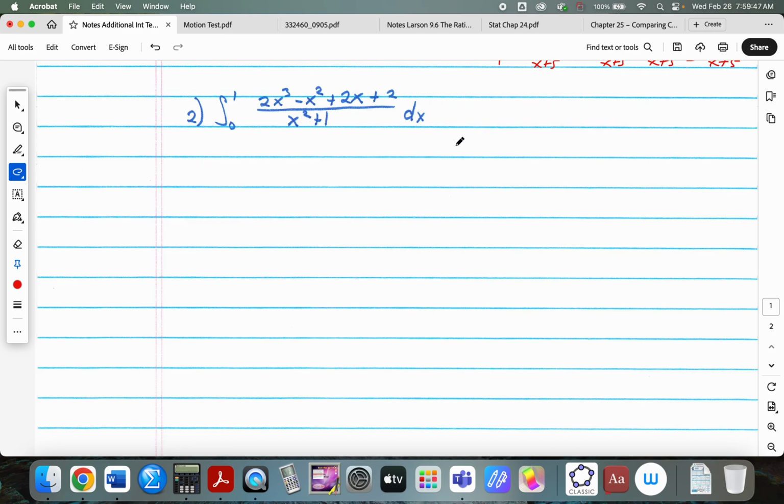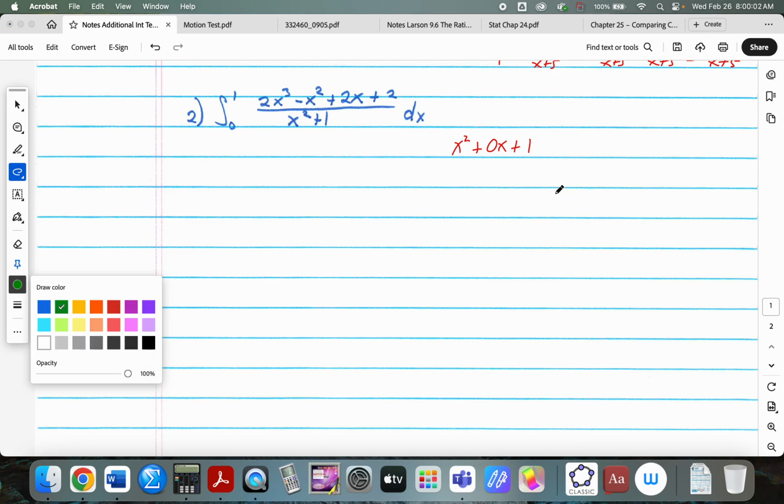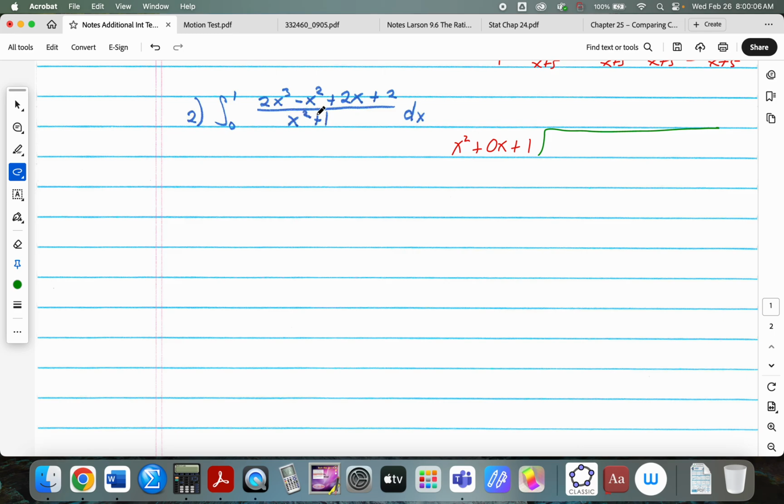So again, we'll do the long division, x squared plus, you may or may not remember that you need to fill in any missing powers. So x squared plus 0x plus 1 divided into, and here there are no missing powers here.